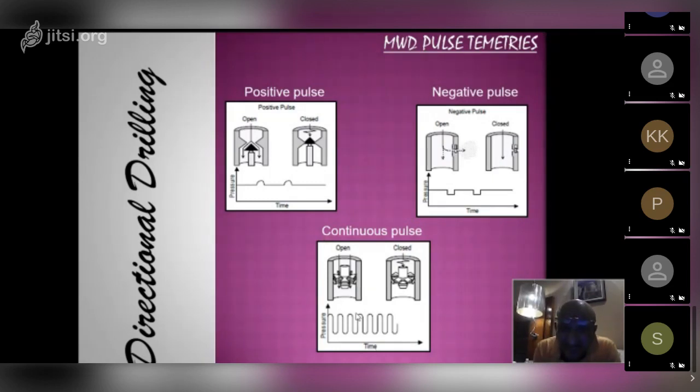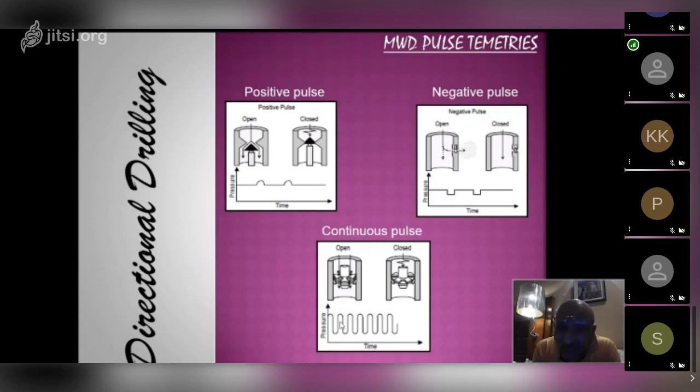And continuous is, you will always see the baseline of the pressure. It goes in positive, negative, positive, negative, positive, negative. Baseline, let's assume the baseline is here. So when this is closed, it goes high, and when it is open, it goes below the baseline. So this is continuous pulse telemetry.